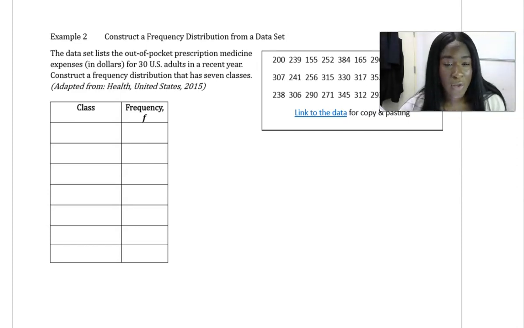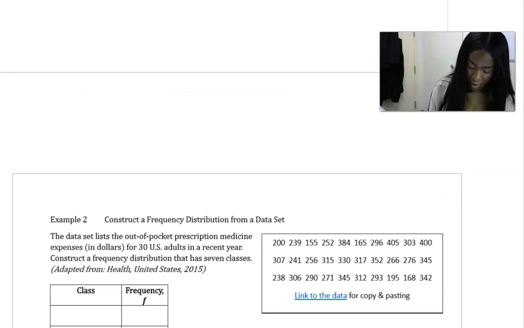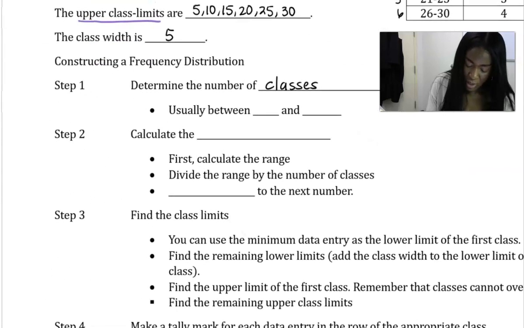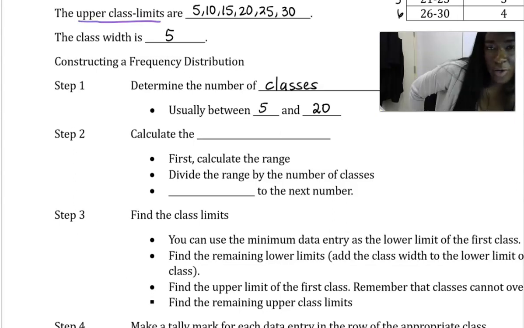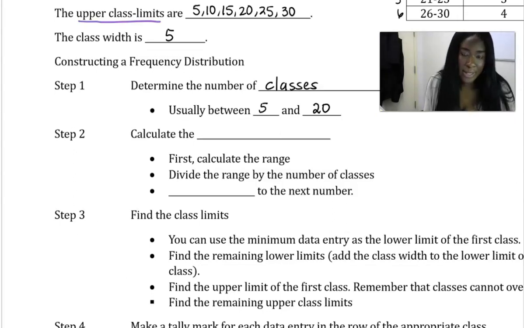Generally speaking, though, the number of classes that we use in a frequency distribution is usually somewhere between 5 and 20. 20 is on the larger side if you're working with a larger data set.